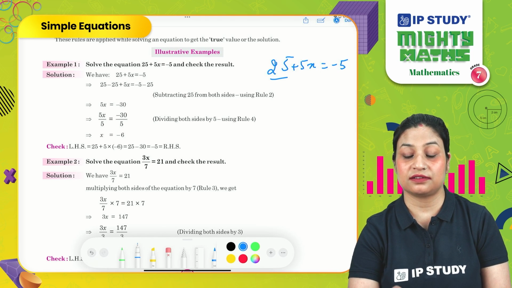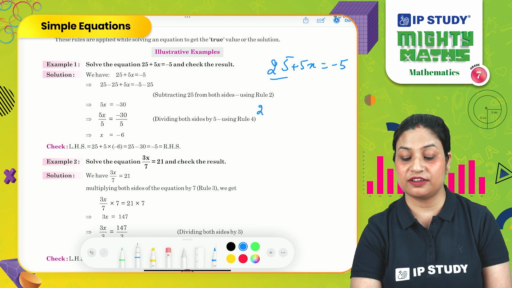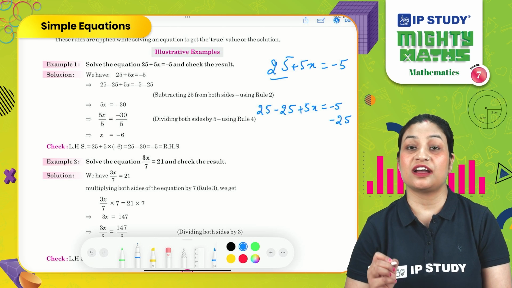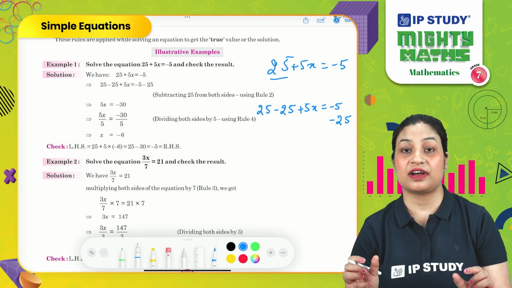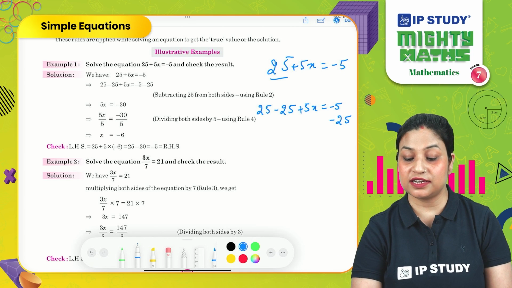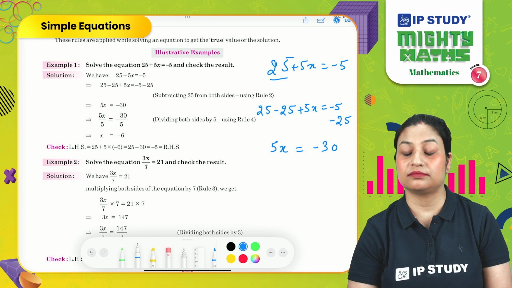So instead of doing transposition, what I will do, this is positive 25, right? So I will subtract 25 on both sides. So 25 minus 25 plus 5x equals minus 5 minus 25. So here what I have done is I have subtracted 25 from both sides, right? So what is the result? The result will be 5x equals minus 30, right?